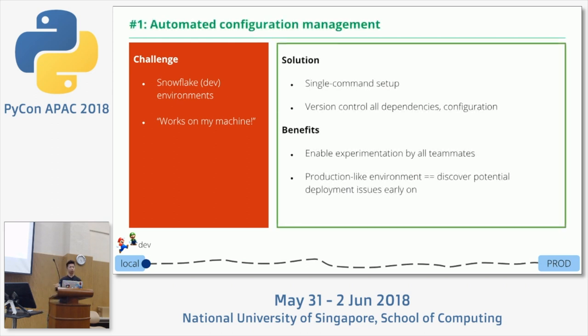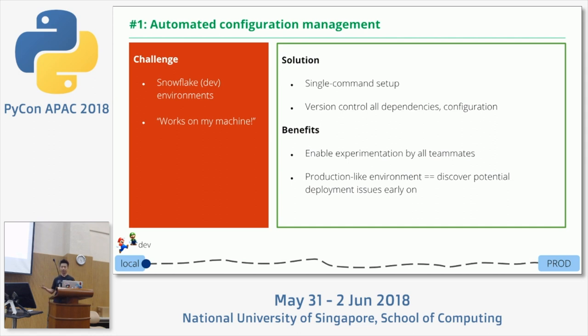So the solution is automated configuration management. The idea is that your teammate or someone should be able to rock up to a laptop, clone your repo, run one command, and have the whole environment set up. All your dependencies, configuration, everything should be done. You can use various tools, Conda, Docker. For this demo, we simply use Conda and shell scripts. And anyone can clone this repo and try things out.